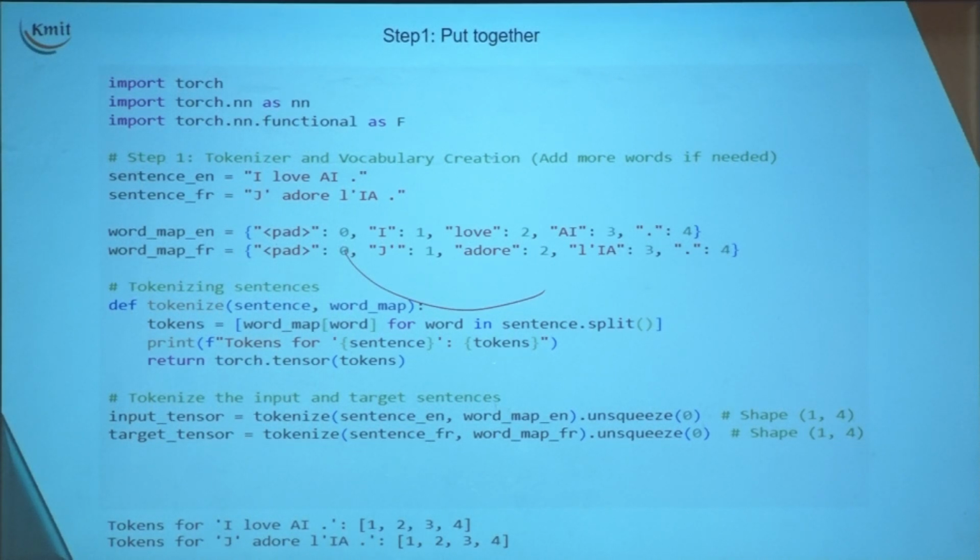What do you mean by vocabulary creation with word positions? I am trying to read the input and output sentences. So what is the input sentence here? I love AI. What is the target sentence here?